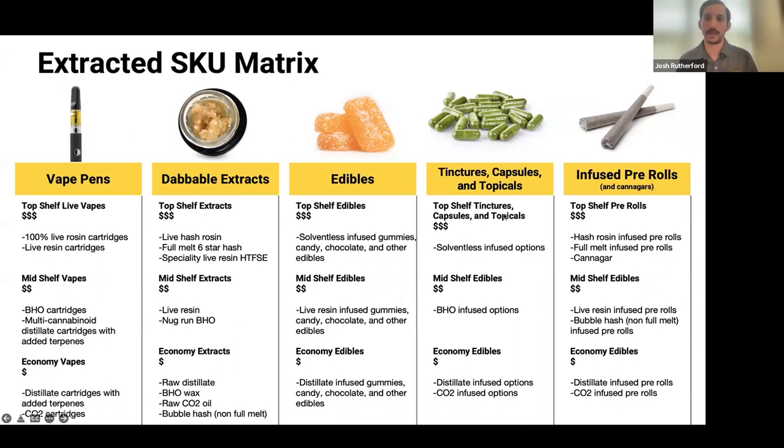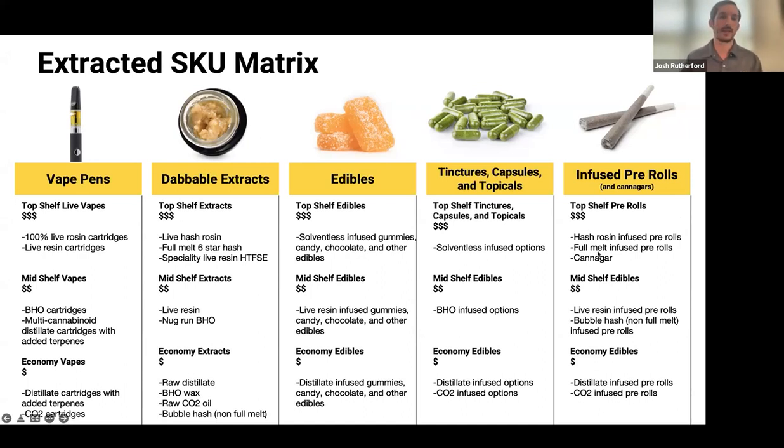Tinctures, capsules, and topicals. Again, you're seeing the trend here: the trend of solventless, and the trend of hydrocarbon extraction of these units, and then you're looking at distillate. So when you're asking, okay, how am I going to price my products? What's selling the most? How do I want to set myself apart? These are key indicators to really help you make those predeterminations.